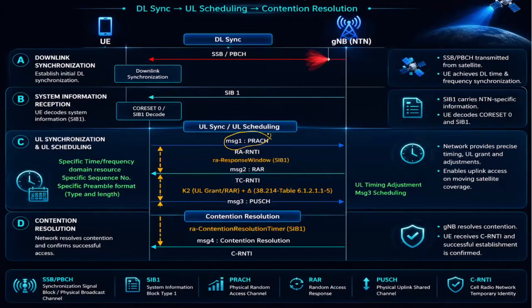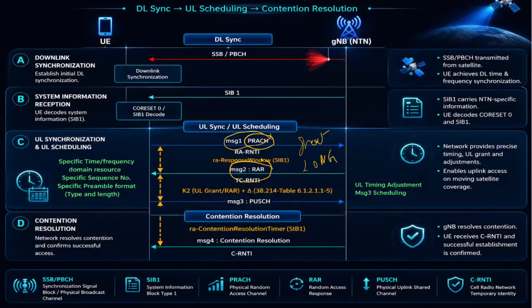So message 1 is the preamble transmission. The UE selects a random access preamble from a set of predefined preambles. These preambles can be roughly in 2 categories: one can be short preamble and one can be long preamble format. The UE also selects a random sequence number for the preamble. After choosing the preamble and the sequence number, the UE transmits the preamble on the PRACH, which is the physical random access channel.